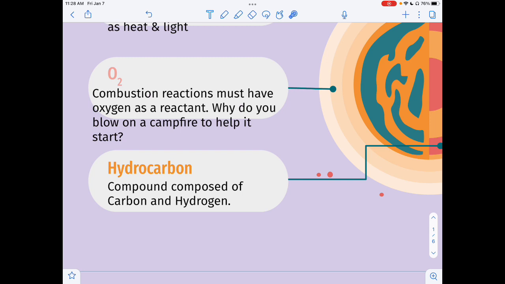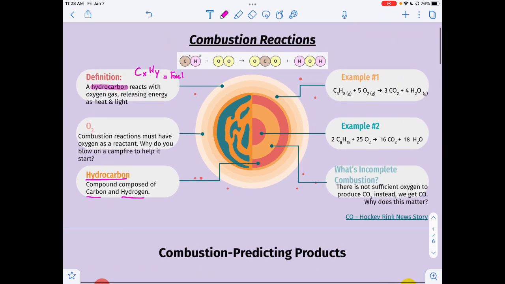And the last thing, I talked about it already, but this idea of a hydrocarbon is any compound composed of both carbon and hydrogens. So the paraffin wax, if you remember from our labs earlier, there was a long chain of carbon and hydrogen connected together. That is the fuel when you're burning a candle, because it's that hydrocarbon. All right, so we're going to take a look at a couple of those things.